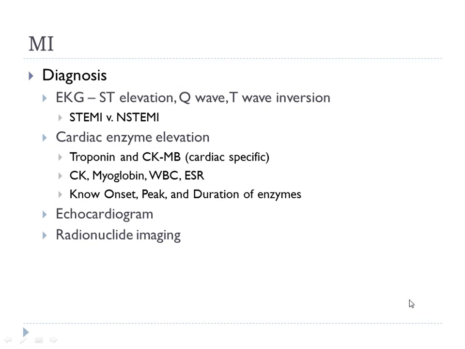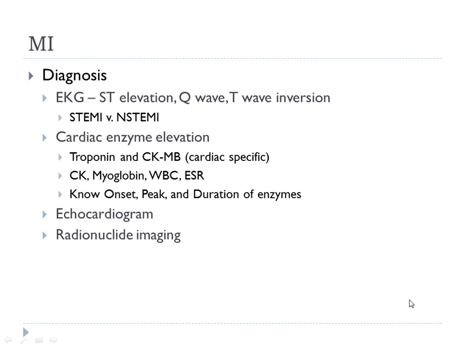ESR, erythrocyte sedimentation rate, indicates inflammation. Right. The white blood cell can also elevate during an MI, right? Because the body detects inflammation. That heart muscle is dying, the inflammatory process will kick in, and the white blood cell will increase because there's inflammation. Right? That's what happens.